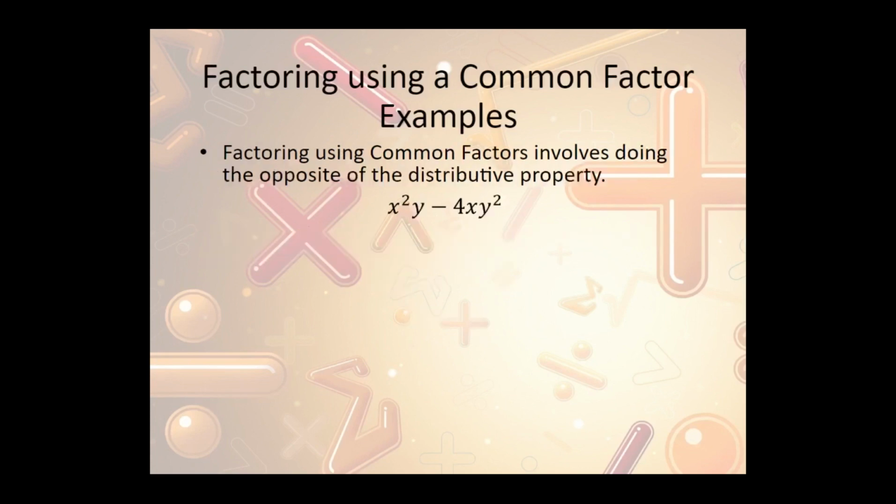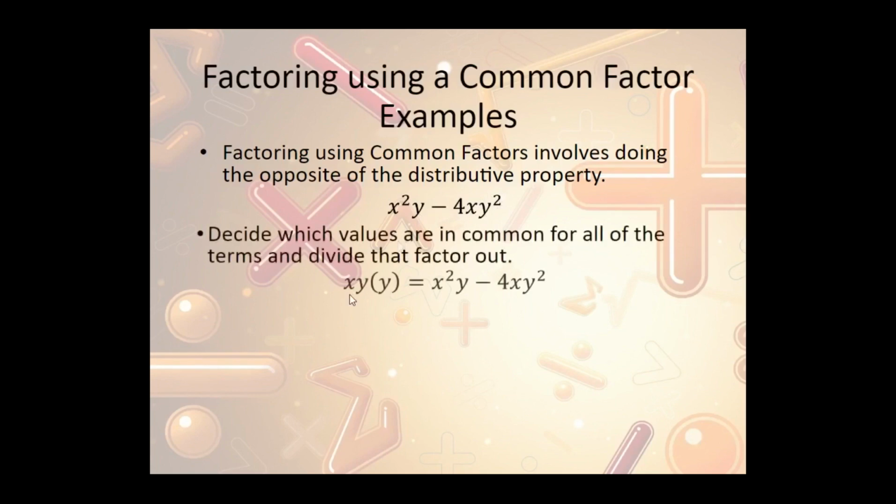Let's look at another example. We have x squared y minus 4xy squared. We need to figure out what's in common. Well, we have a single x in common here, right? Because this is x squared and there's not a squared here, we can only pull one x out. And we have a y and a y squared, so we can pull one of those out as well. So we're going to pull out an x and a y.